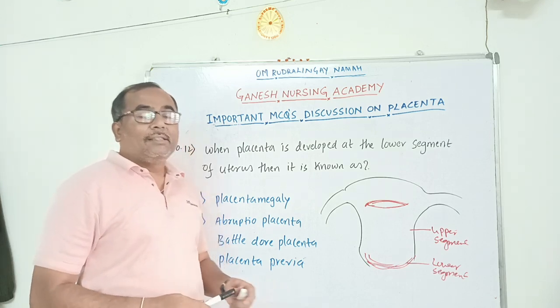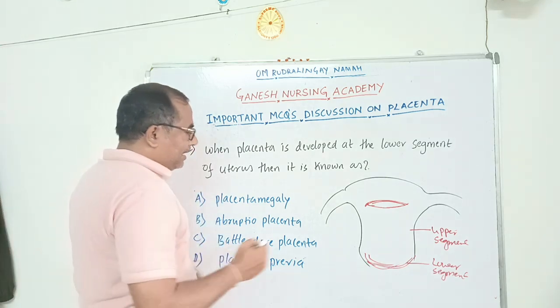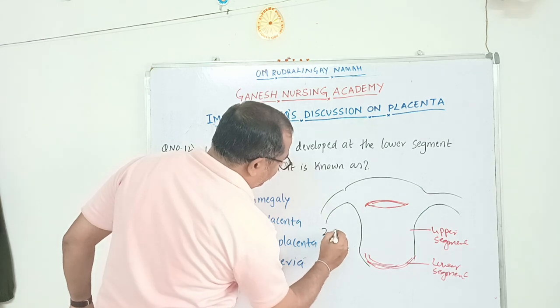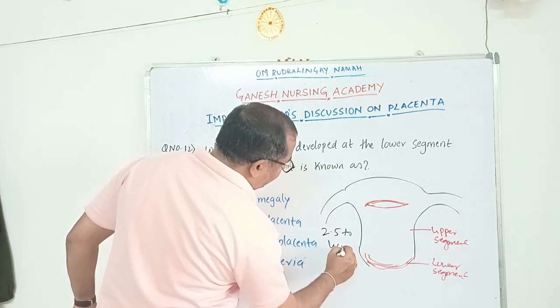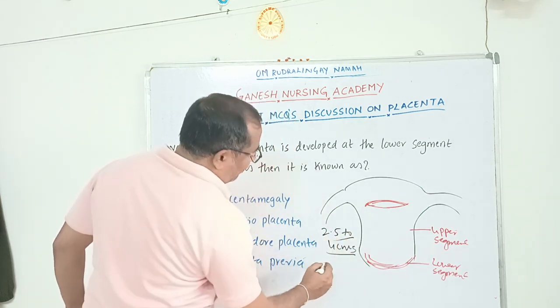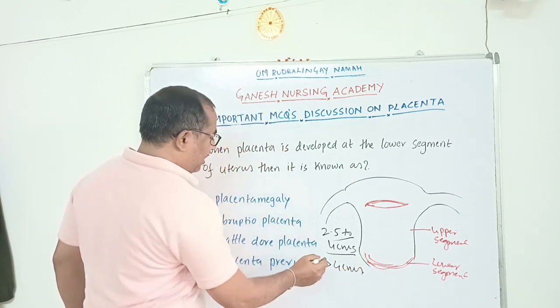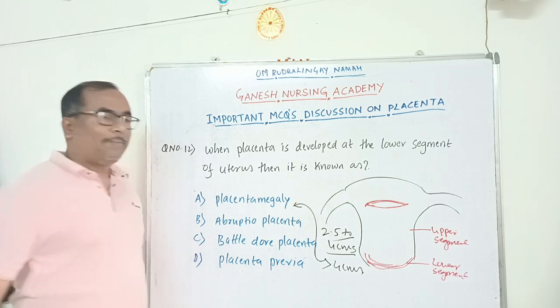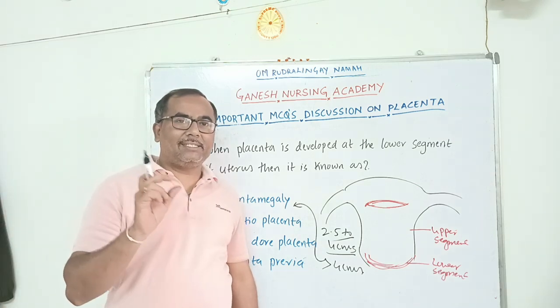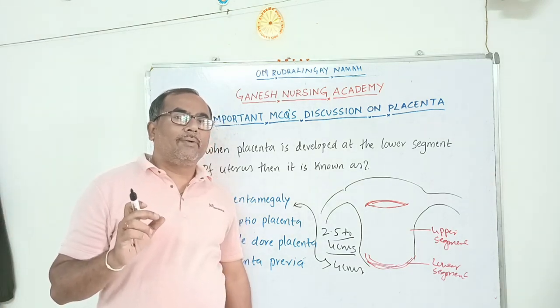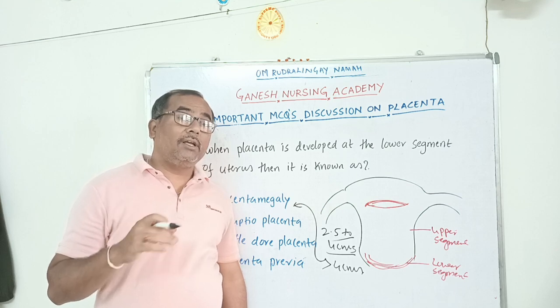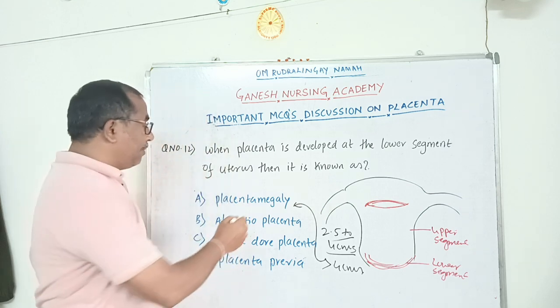Placenta megali means the normal thickness of placenta is 2.5 to 4 centimeter. If the thickness of the placenta is more than 4 centimeter, it is called placenta megali. When the thickness of placenta goes beyond 4 centimeter, it is called a placenta megali.